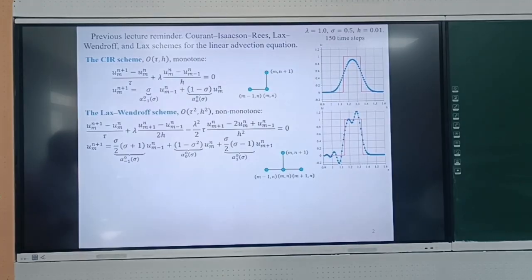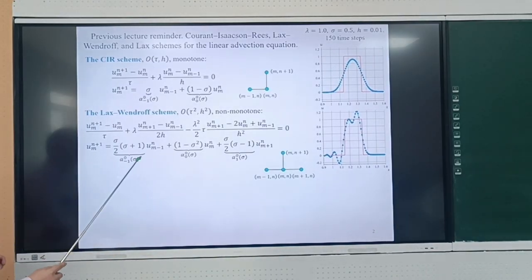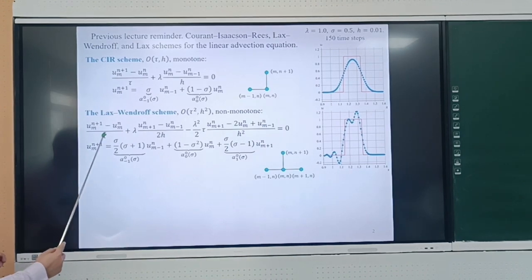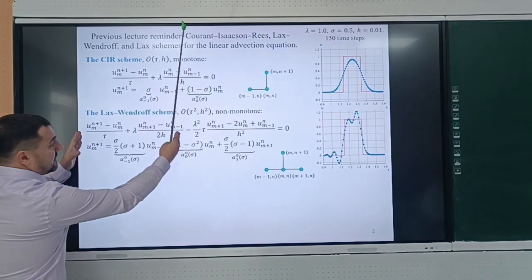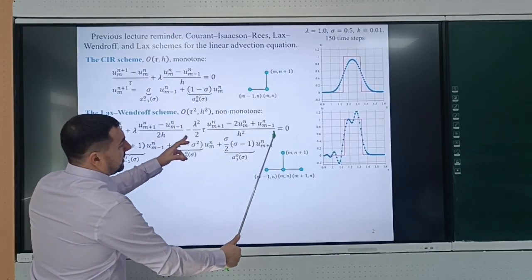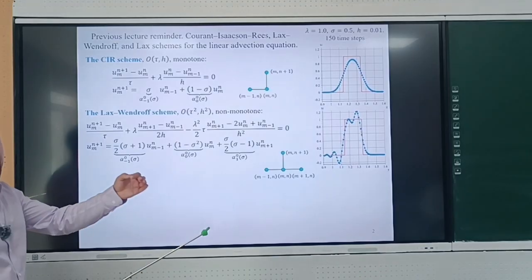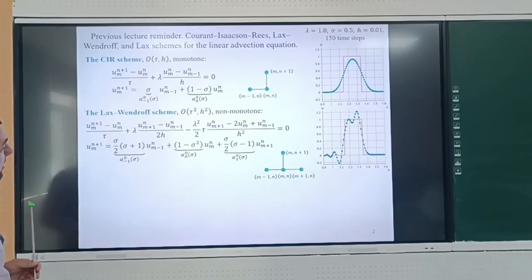The Lax-Wendroff scheme was constructed as a correction to the unstable scheme with central difference. This is the scheme with explicit approximation in time and central difference for the du over dx derivative in space. It is known that this scheme itself is unstable, and we corrected it. We subtracted the approximation of the leading term of the truncation error, and in this way we obtained the Lax-Wendroff scheme.